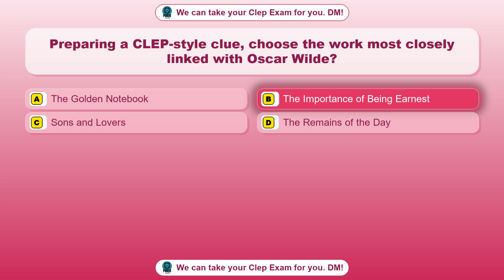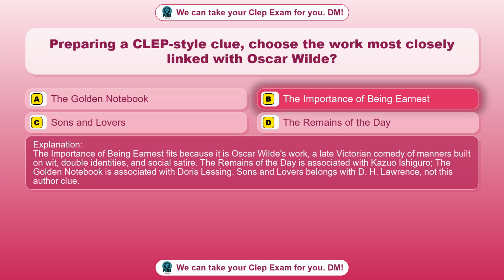The Importance of Being Earnest. The Importance of Being Earnest fits because it is Oscar Wilde's work, a late Victorian comedy of manners built on wit, double identities, and social satire. The Remains of the Day is associated with Kazuo Ishiguro. The Golden Notebook is associated with Doris Lessing. Sons and Lovers belongs with D. H. Lawrence, not this author clue.